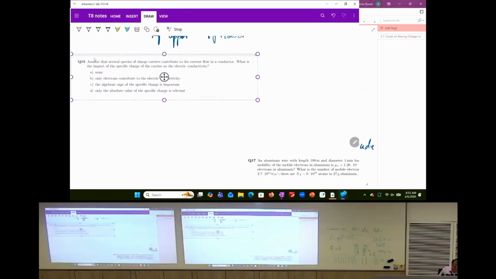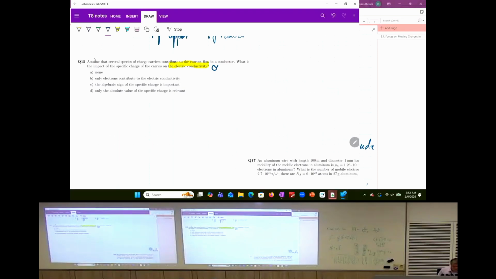Assume that several species of charge carriers contribute to the current flow in the conductor. What is the impact of the specific charge of the carriers on the electric conductivity? Possible answer A is none. Possible answer B is only electrons contribute to the electric conductivity, that is sigma. Answer C, the algebraic sign of the specific charge is important. And number D, only the absolute value of the specific charge is relevant.